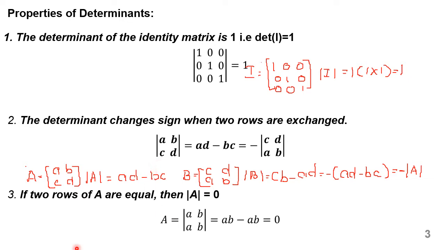sign changes. The third property says if two rows of A are equal, then determinant of A is equal to 0. We'll try to understand this property with an example. Let us take A is equal to A B, A B. So determinant of A is equal to AB minus AB, that is equal to 0. Hence the third property is proved.